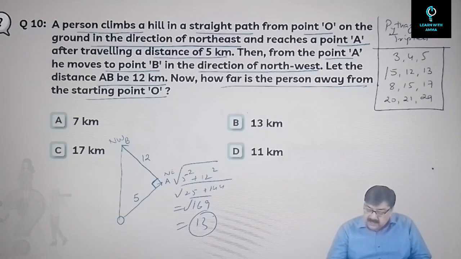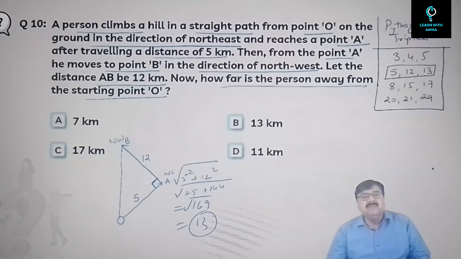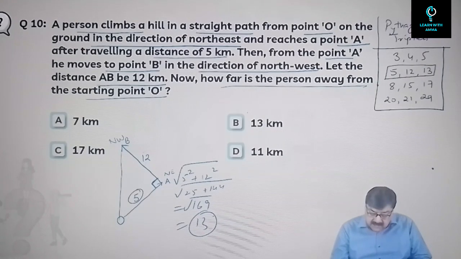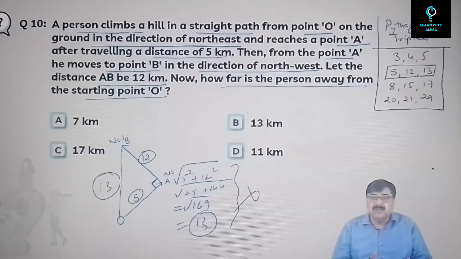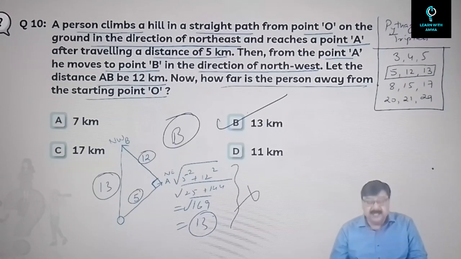These are also Pythagorean triplets. Now here, if you remember this, then 5, 12, 13 should immediately strike to you and you will save this much of time. So hence Pythagorean triplets are very important from the examination point of view, because many a times questions have been asked which involve Pythagorean triplets. So anyhow, 13 kilometers, choice B happens to be the correct answer.